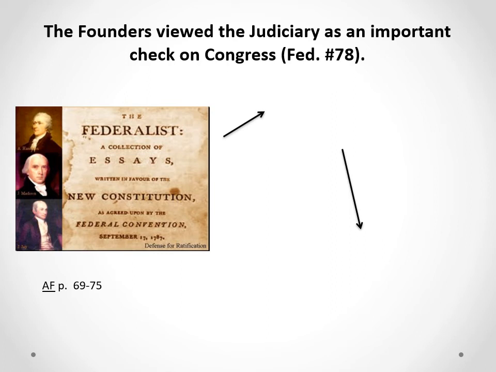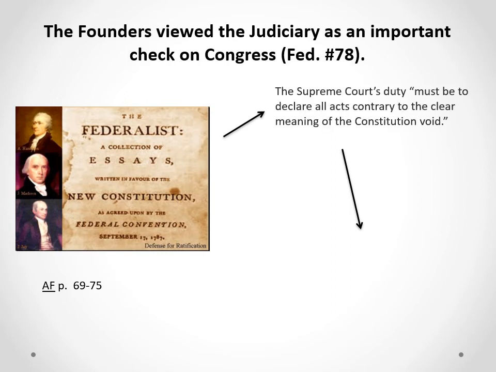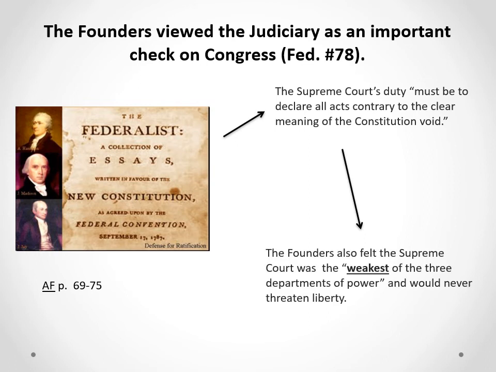The founders viewed the judiciary as an important check on Congress. We discussed this from Federalist 78. The Supreme Court's duty must be to declare all acts contrary to the clear meaning of the Constitution void. The founders also felt the Supreme Court was the weakest of the three departments of power and could never threaten liberty. So they wanted to bolster the Supreme Court, to give those judges a backbone of iron to be able to stand up to Congress and the presidency and keep them in their appropriate places.